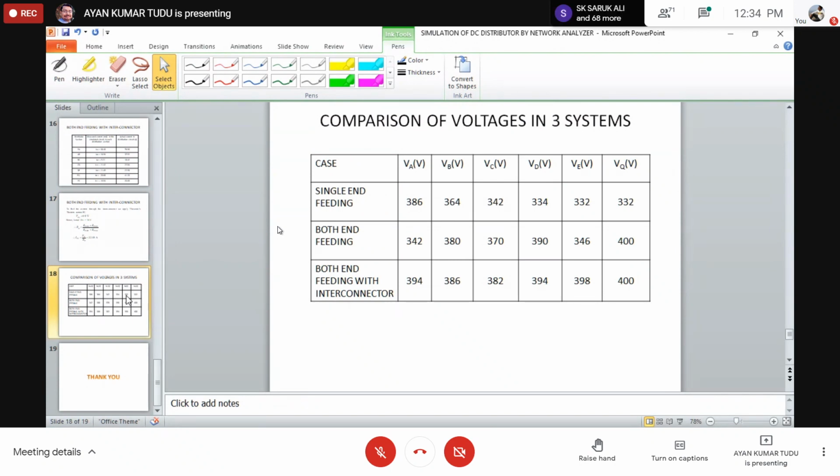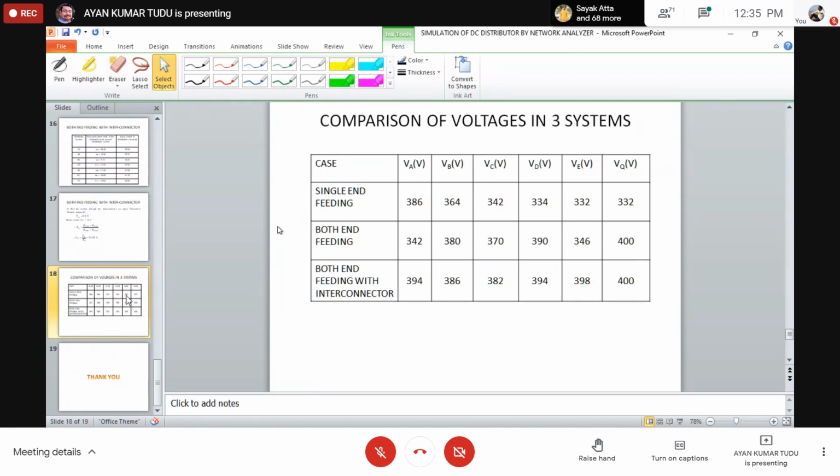As you can see, this is the comparison of voltages in the three systems: single end feeding, both end feeding, and both end feeding with interconnector. With the presence of the interconnector, the voltage at the terminal points A, B, C, D, and E is improved compared to our both end feeding. Understood? Any questions till now?